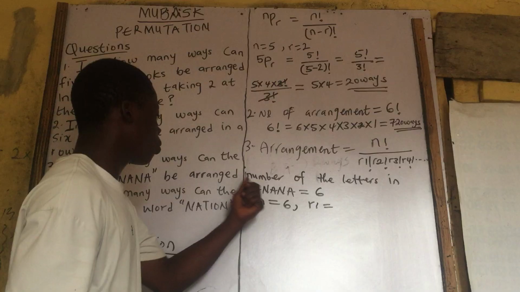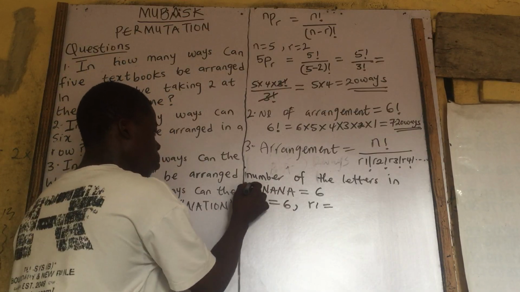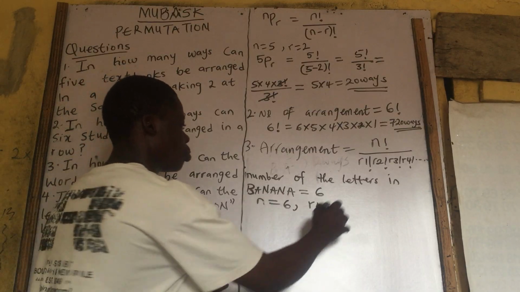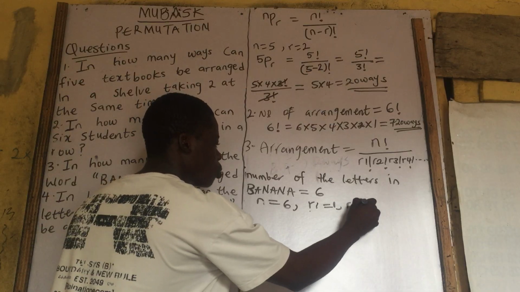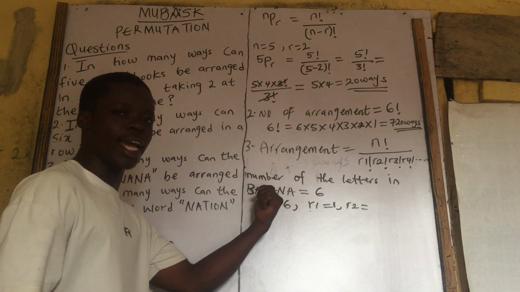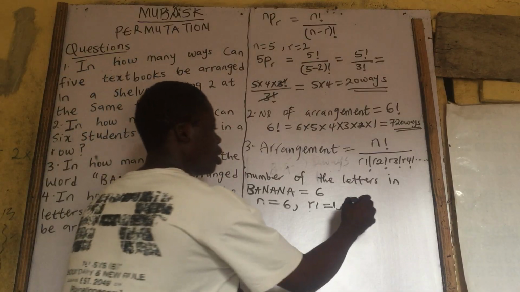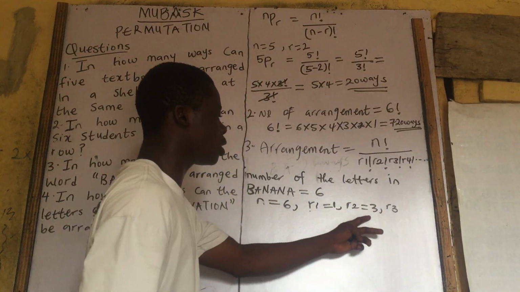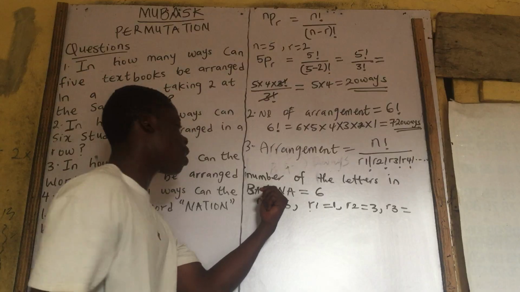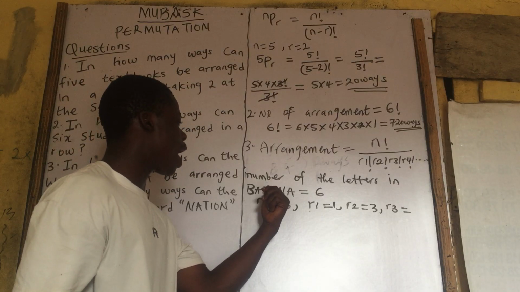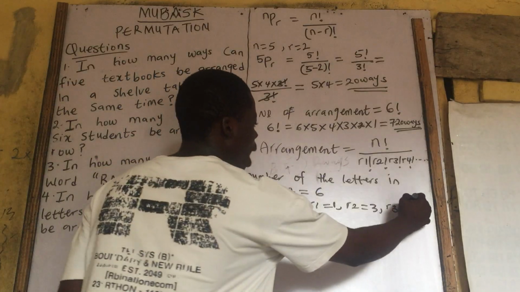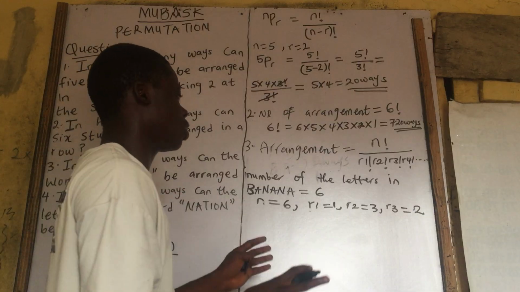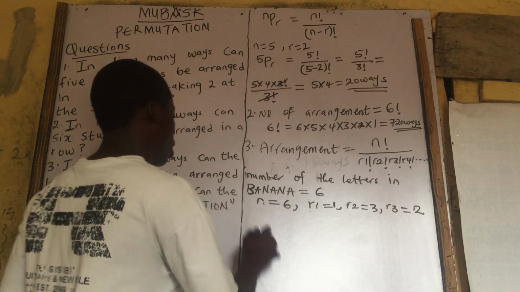Our r1, from the word banana, from the first alphabet is B. B appears 1 time, so our r1 equals 1. For r2, the next alphabet is A. A appears 3 times, so our r2 equals 3. r3: the next alphabet is N. N appears 2 times in the word banana, so r3 equals 2. The next alphabet, there is not any alphabet again, so we cannot substitute any more into the formula.